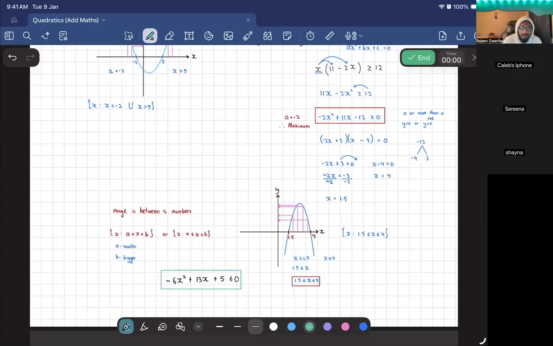Sheena, I'm waiting on you, right? And Caleb, waiting on you as well. Caleb, were you able to successfully sketch the graph? I think so, sir. All right, well, I'll wait on your picture, right? Make sure I'm sending my picture.